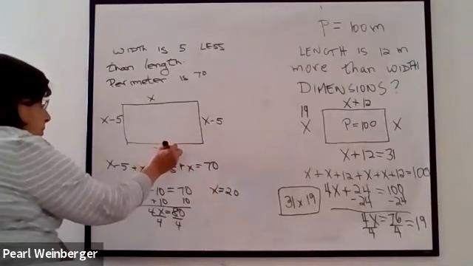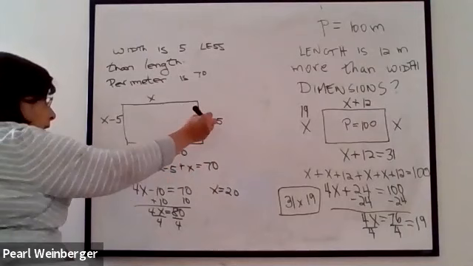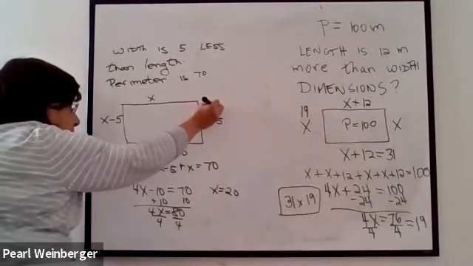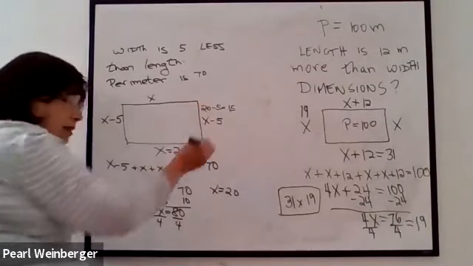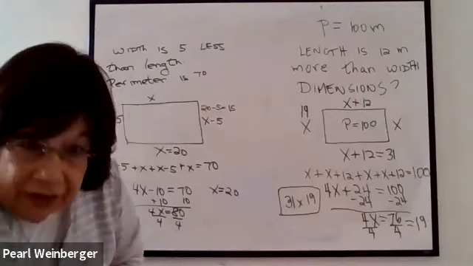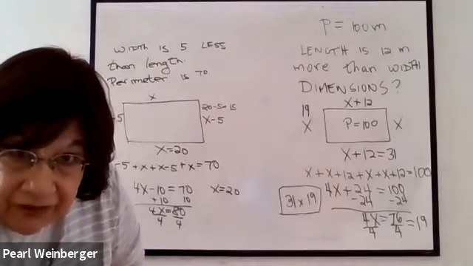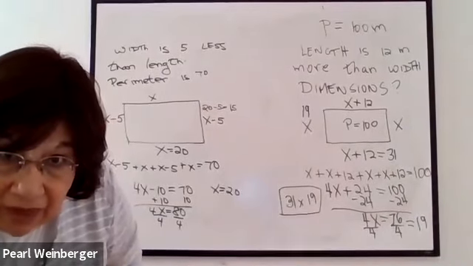So this is my 20, my x, that's my length. And the x minus 5, which is the width, is 20 minus 5, or 15. This is exactly what we did get, yeah, 15. Thank you to Shauna. That was perfect.